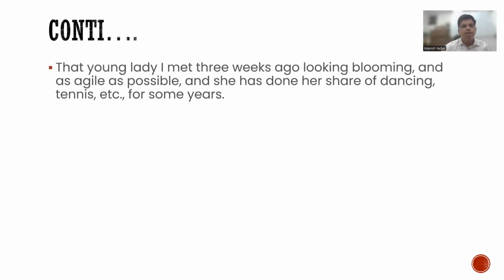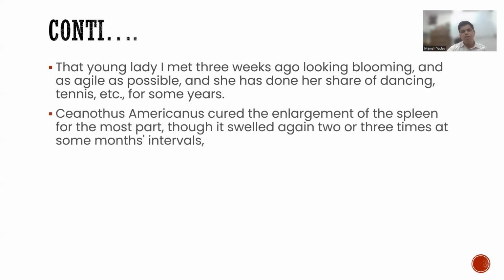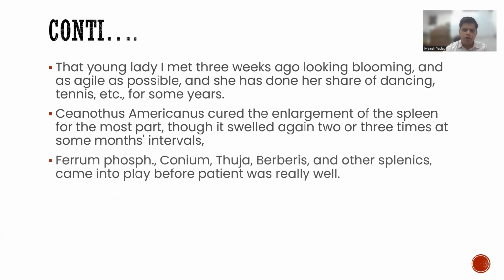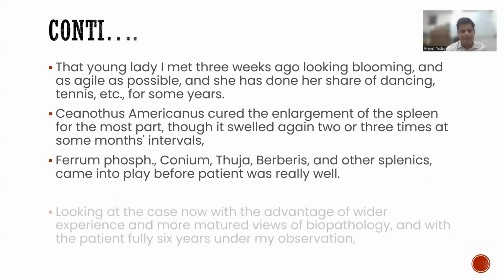The young lady, he says, is now as agile as possible. She has done her share of dancing, tennis, etc. for some years. Ceanothus americanus cured the enlargement of the spleen for the most part, though it swelled again two or three times at some months of interval. Berberis, Thuja, and the other splenic remedies came into play before the patient was really well.